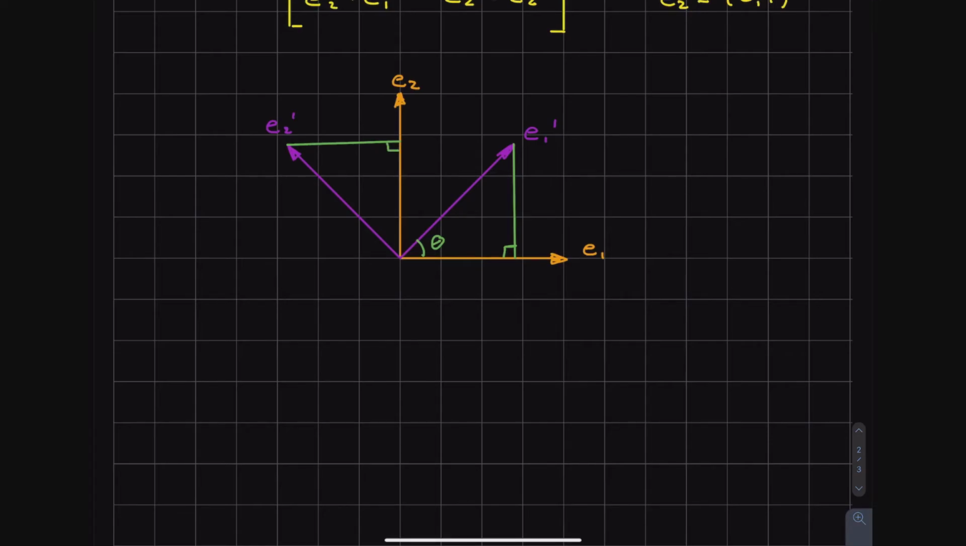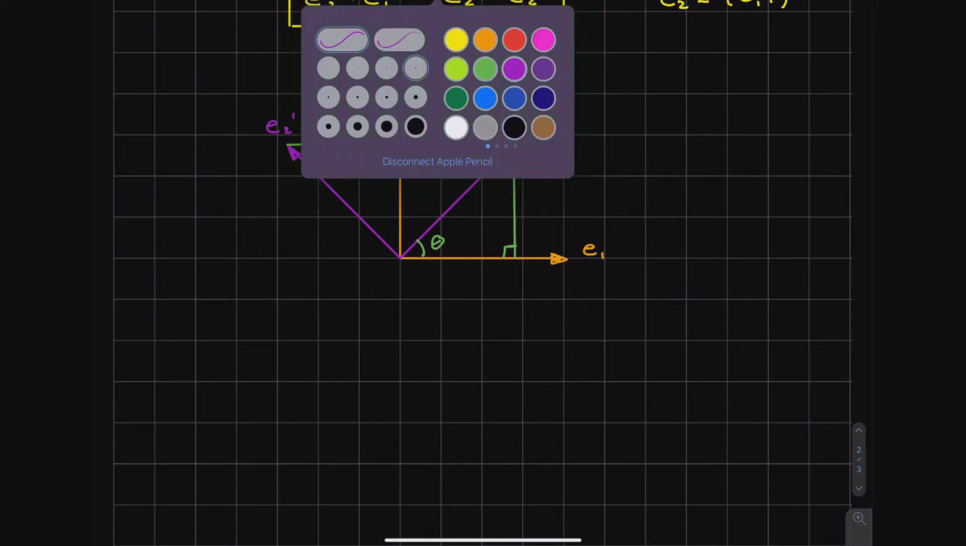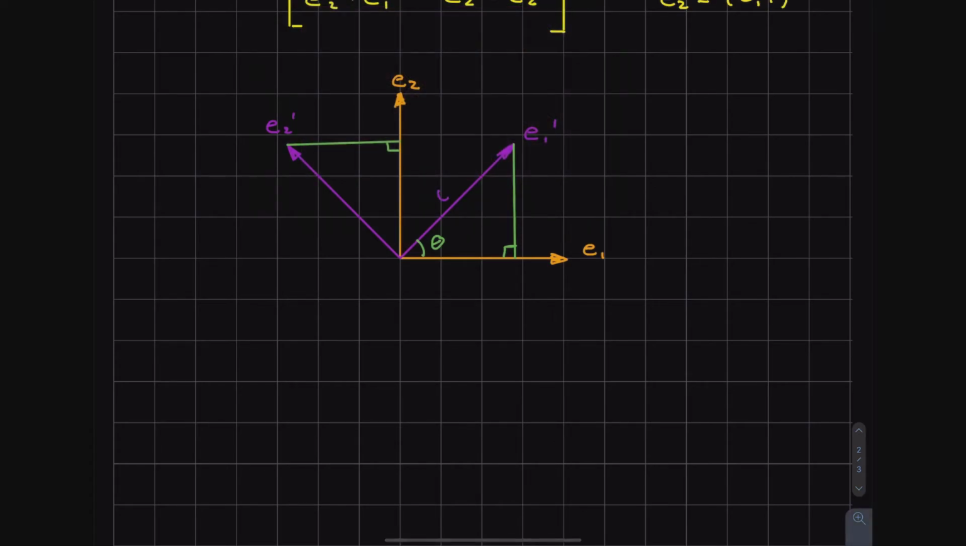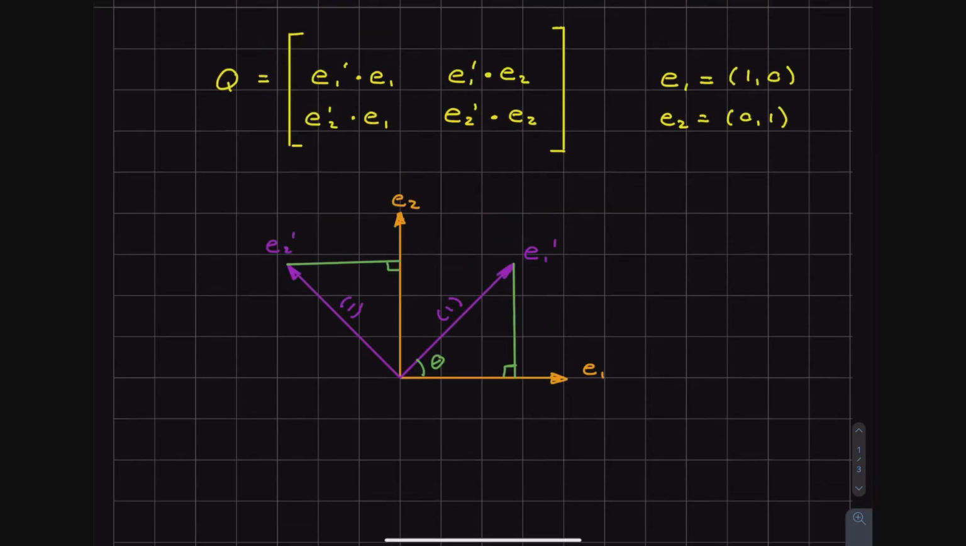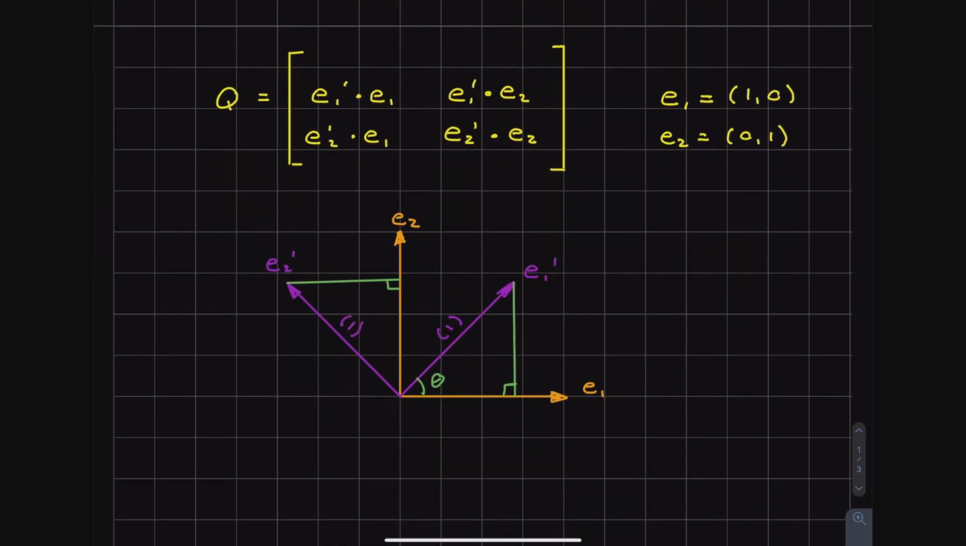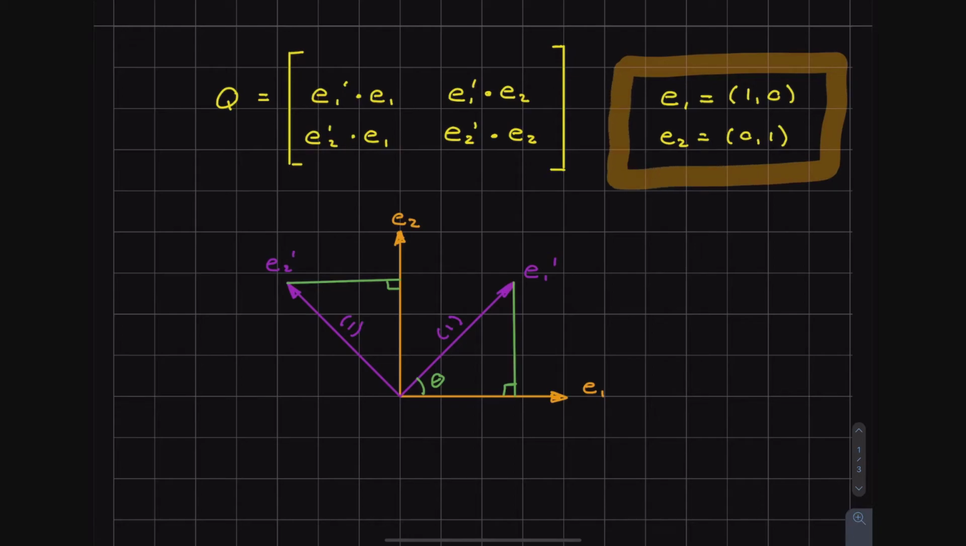And what's nice about our original E1 and E2 is they had magnitudes of 1. And that magnitude's not going to change. So basically in this purple vector, this length right here is going to be 1. And then on the other side, it's going to be the same thing. This length right here is going to be 1. And that's easy to prove because if we look at our E1 and E2, which I'll highlight right here, the magnitude of those vectors is 1.